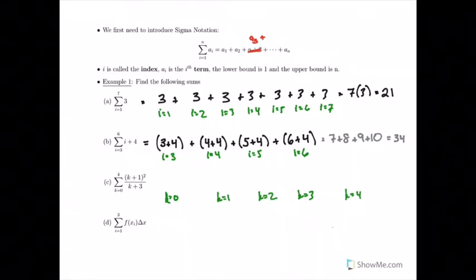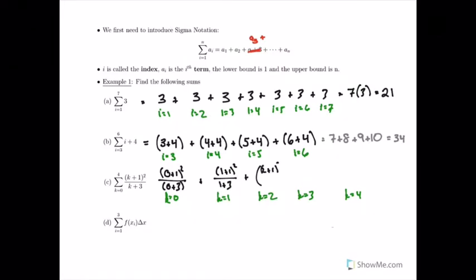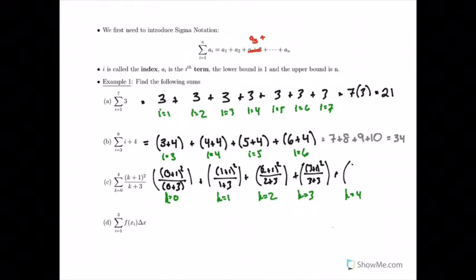And we plug that in, we'd have 0 plus 1 squared over 0 plus 3, plus 1 plus 1 squared over 1 plus 3, plus 2 plus 1 squared over 2 plus 3, plus 3 plus 1 squared over 3 plus 3, plus 4 plus 1 squared over 4 plus 3.